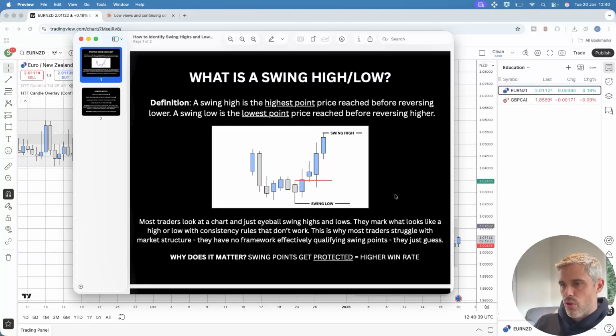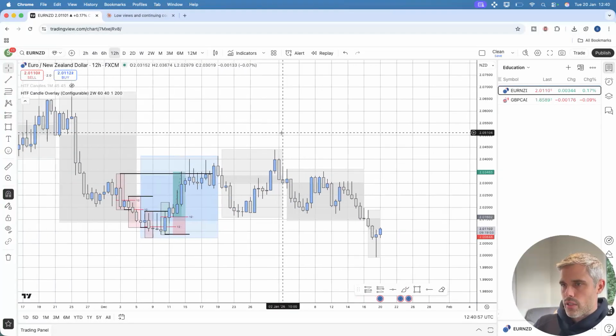They have no actual framework for effectively qualifying swing points. Why does it matter? Because swing points get protected. So if you know where to place your stop loss, you'll have a higher win rate. And the key is combining swing points with higher time frame context. Let's look at another example.